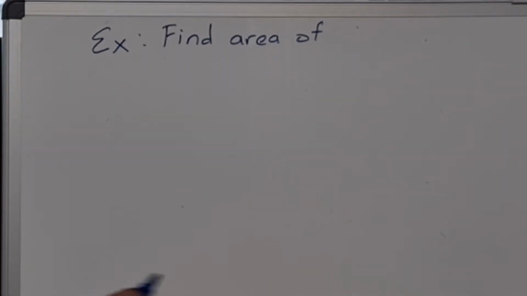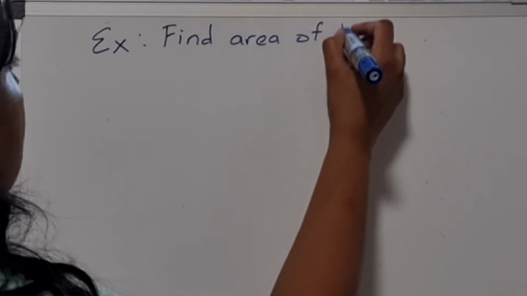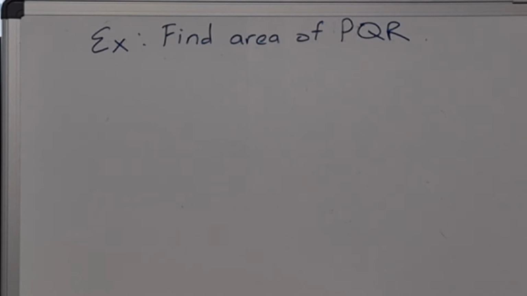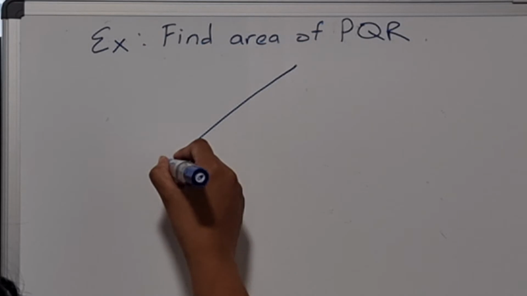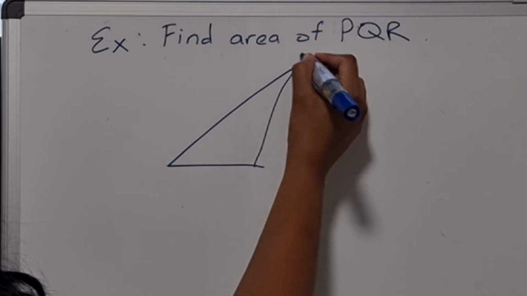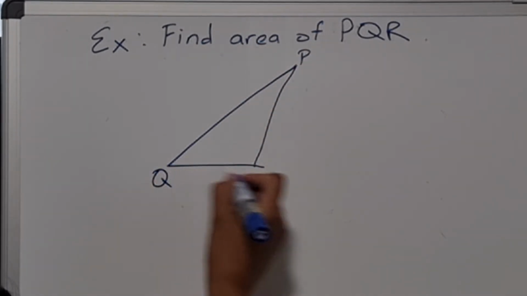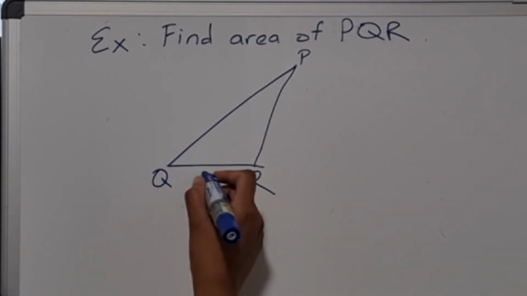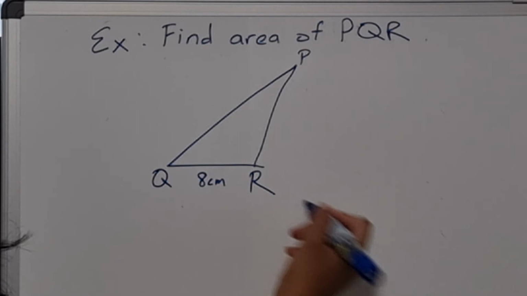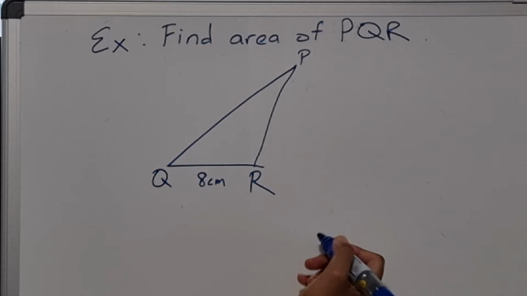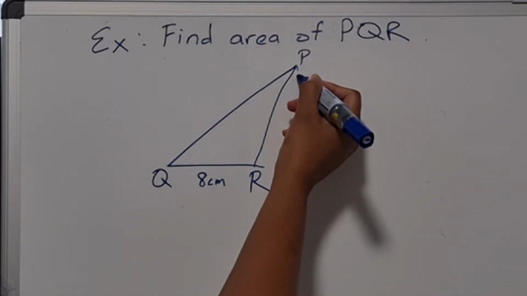Okay, let's look at PQR. Area of triangle. Let me draw the triangle. P, Q, R. Okay, now we will give you the base is 8 cm. And then the height.